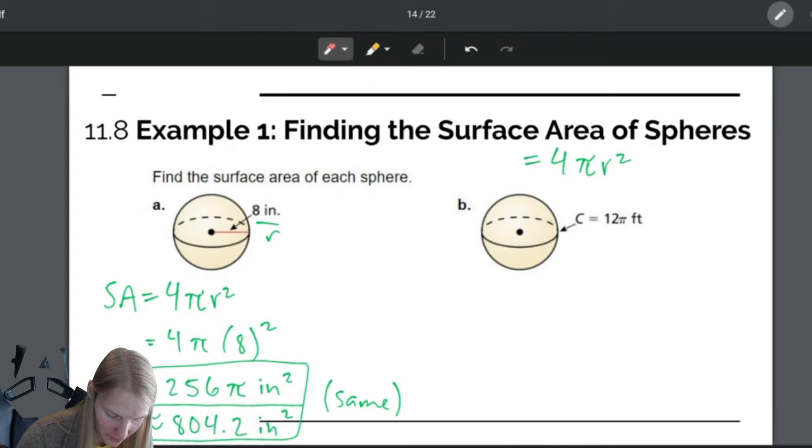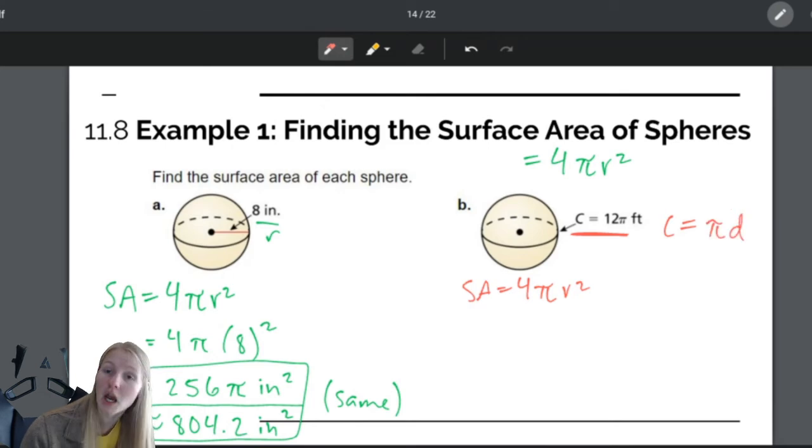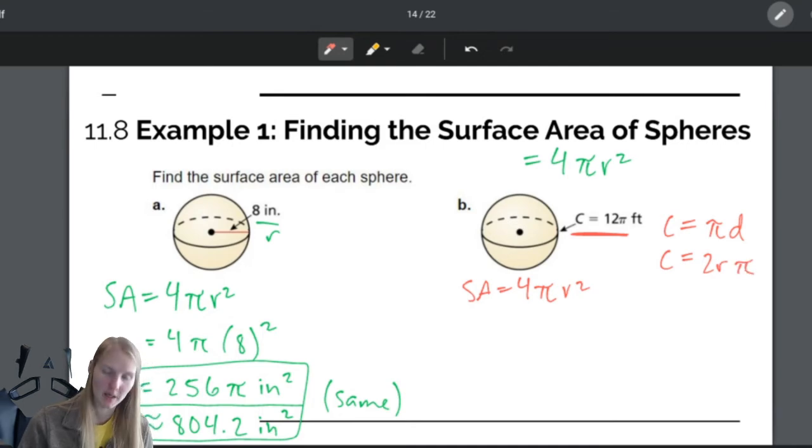So, surface area is still equal to 4 pi r squared. But what is this? Oh my goodness, they didn't give me the radius. They gave me the circumference. Okay, well that's okay, because remember, I know that the circumference is equal to pi times the diameter, and I know that the diameter is just 2 of the radiuses. So I know the circumference is just 2 radiuses times pi.